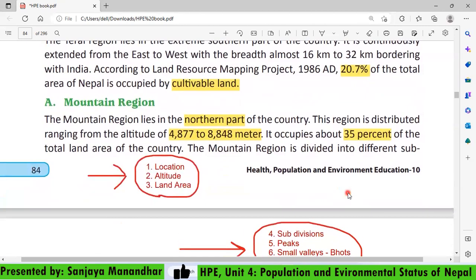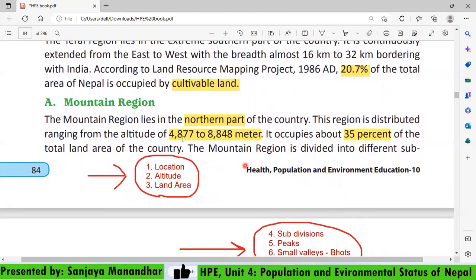Okay, now we are going to the main topic. What type of ecosystem is there in the mountain, hill, and tarai region? We are going to the third learning achievement. So we are studying about the ecosystem of mountain, hill, and tarai region. Okay, keep in mind.